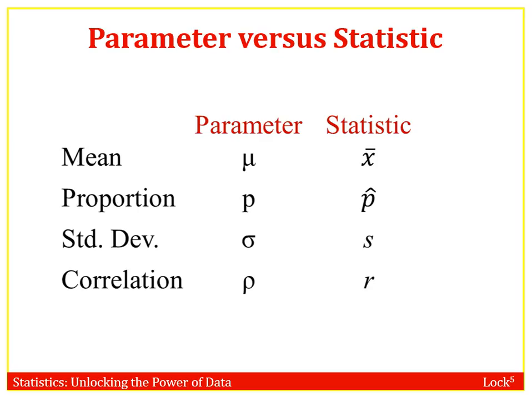So here we go. We have some of the things we've looked at so far: mean, proportion, standard deviation, and correlation. We have the symbols for our parameters, our population, and we have the corresponding symbols over here when we're dealing with our statistics, which is from our sample.